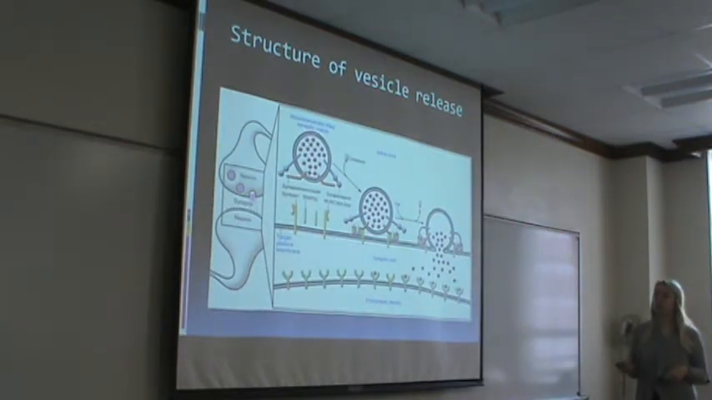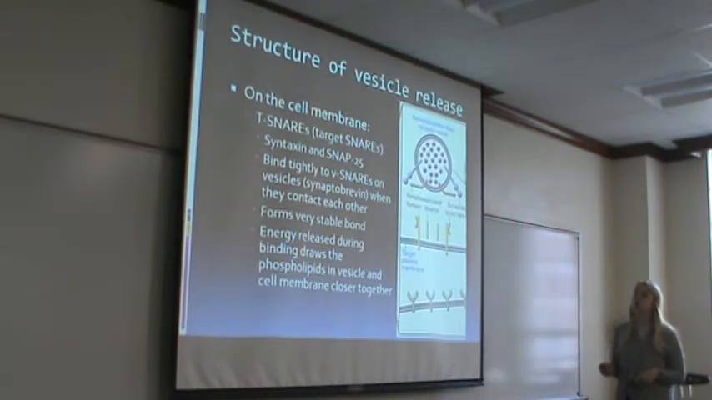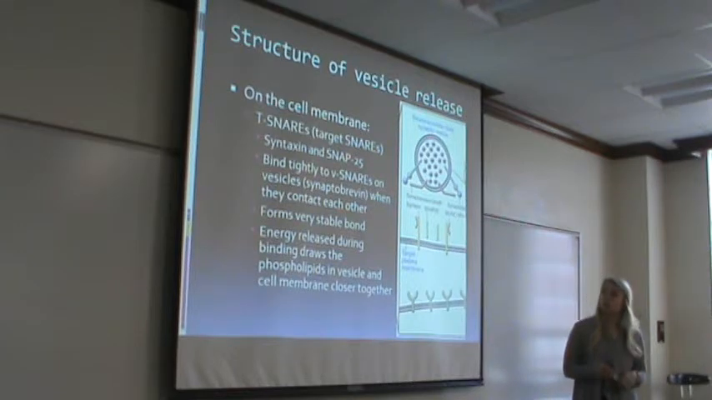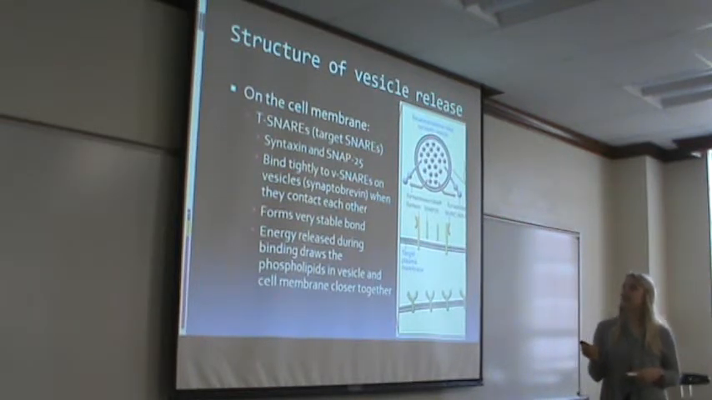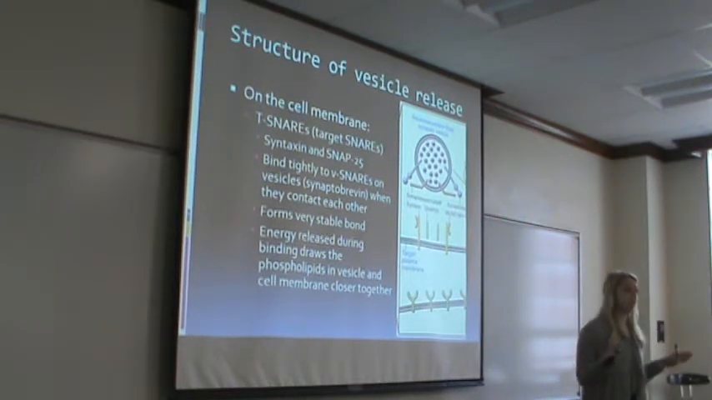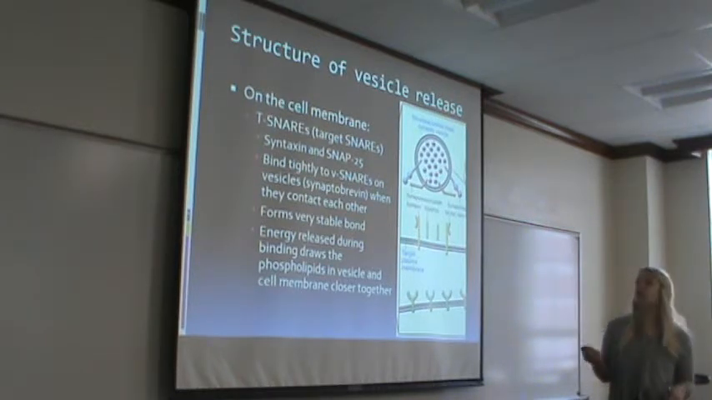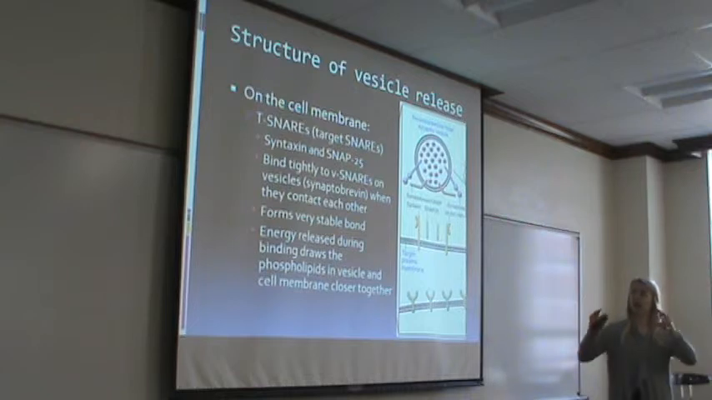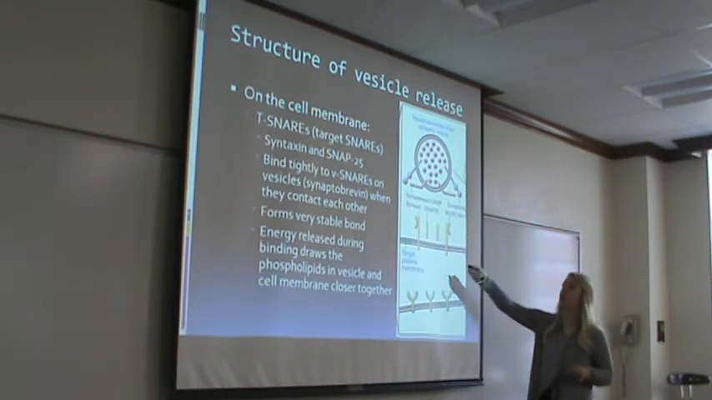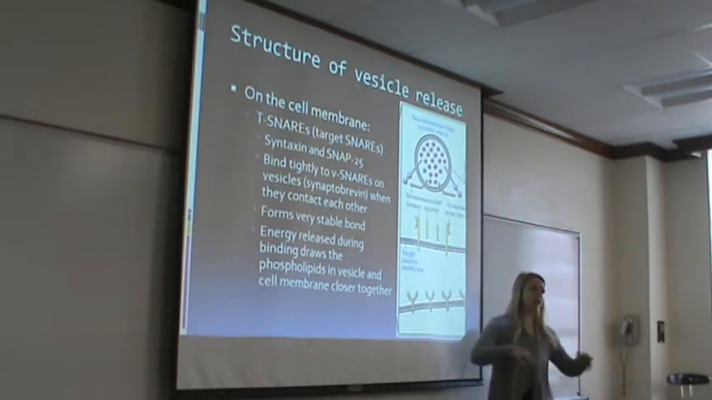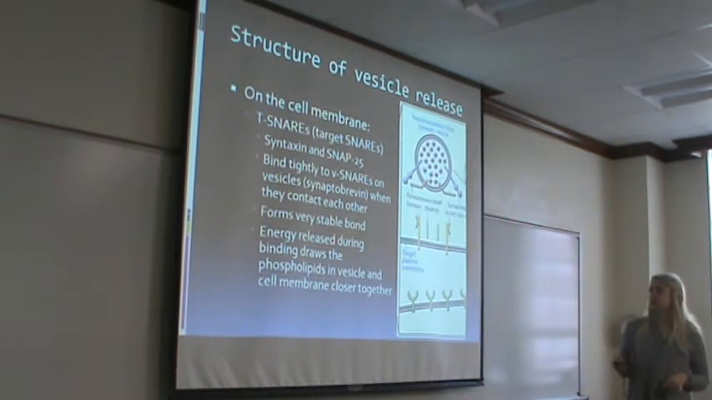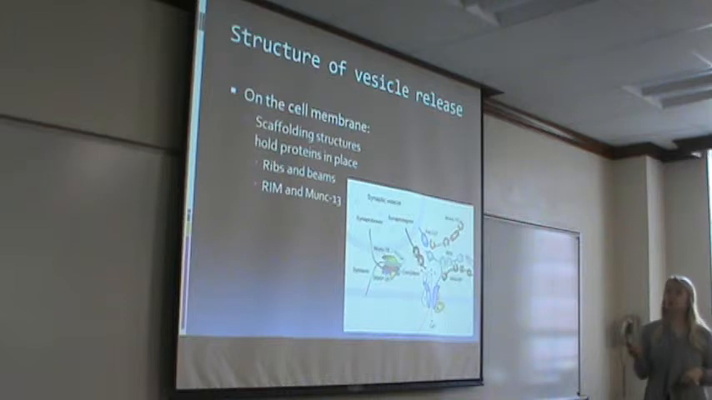This is a lovely image of all of these things. On your actual cell membrane, you should know your T SNAREs, syntaxin and SNAP25. You do not need to be able to distinguish between them, but you do need to know that they are T SNAREs. You need to know, again, that they're the things attaching to synaptobrevin and anchoring the vesicle to the membrane. Ribs and beams, you don't need to know.